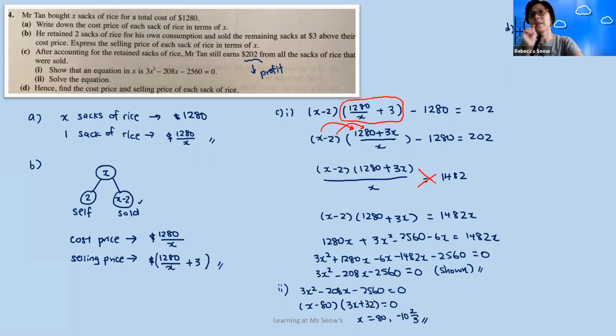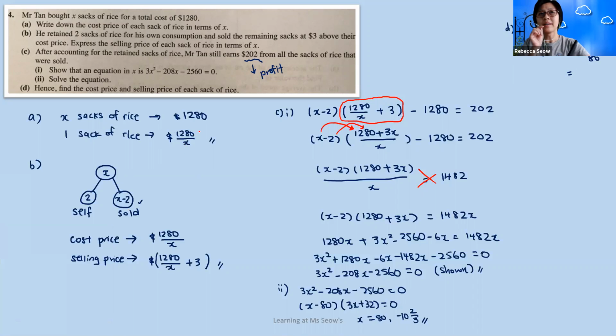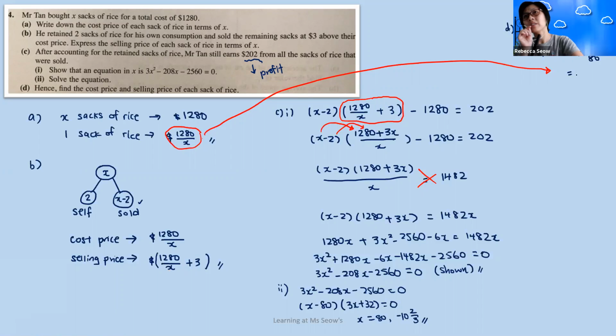The cost price will be 1,280 divided by 80, right? Over x. And where do we get this piece of information from? Right from over here. So this gives us the answer for cost price. And after dividing, we will be able to get the answer $16.